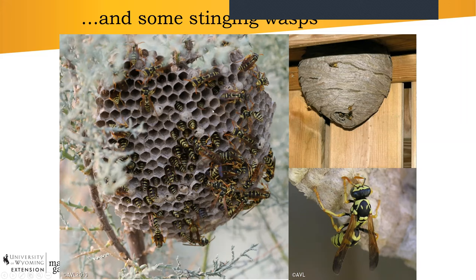So this is a new introduced species of insect. It's related to paper wasps rather than yellow jackets that are more problematic for us. They have golden antennae. They have the bright yellow and black coloration that's warning: don't mess with me, I can sting.